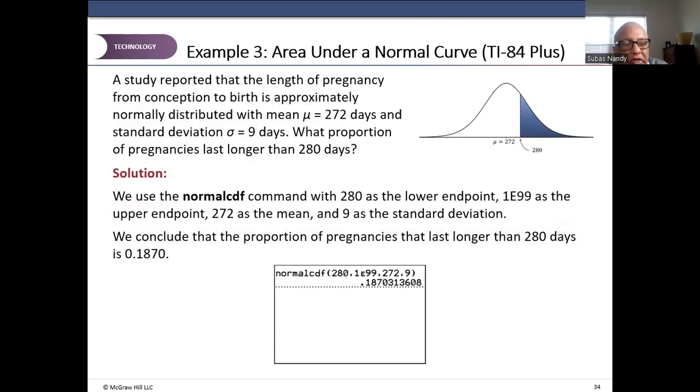Now we have to do something different. So we do second VARS again. Go to number 2. With the down arrow key, you scroll down to number 2 and hit enter.